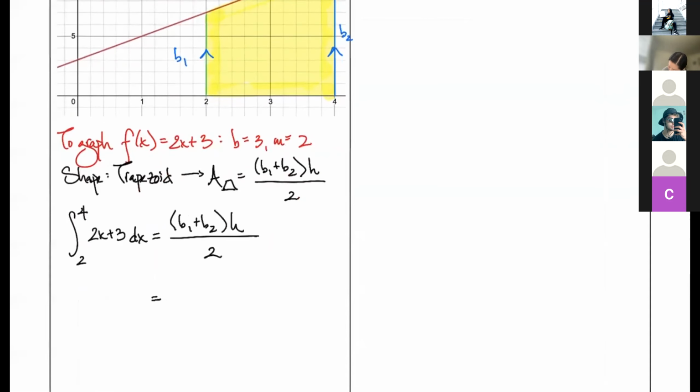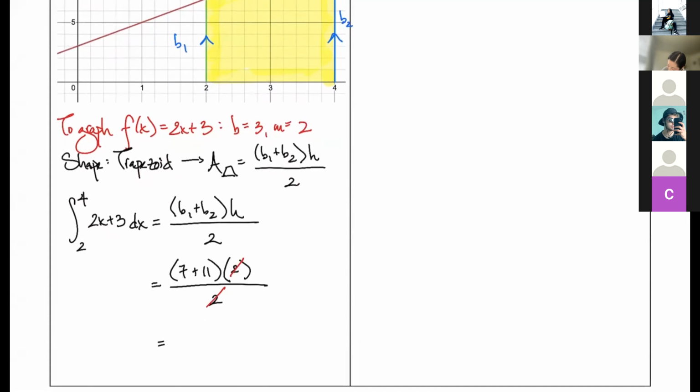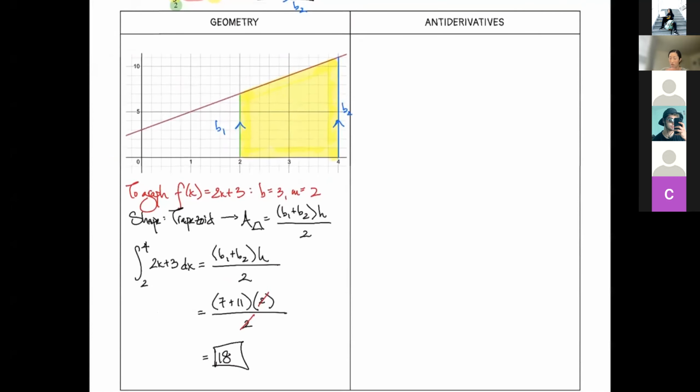So for our base 1, we're going to go ahead and put in 7 plus our base 2, we're going to put in 11. The height is 2, and we have 2 down here. I'm going to go ahead and reduce, and then we'll get 7 plus 11 gives us 18 as the area. Okay. So using what we know about area, we were able to figure out the area of this shape, right? Not too hard. We just need to remember the trapezoid formula.